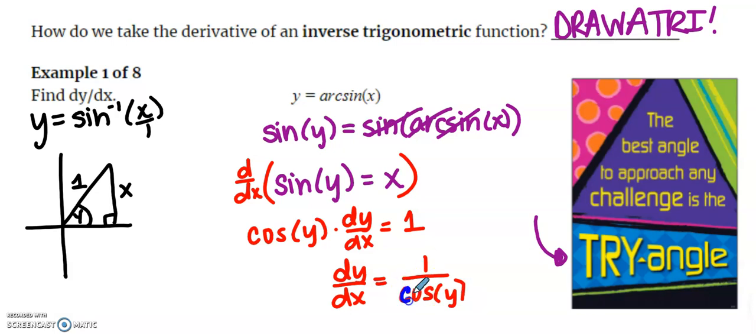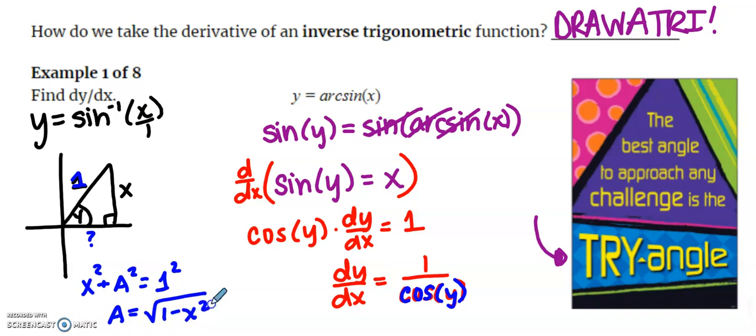Why leave that as cosine of y when I can find the cosine of y? If this is my triangle, my cosine is going to be this adjacent side over 1. Well, that adjacent side, from the Pythagorean theorem, x squared plus my adjacent side squared is equal to 1 squared. So my adjacent side is equal to the square root of 1 minus x squared. And it's going to be positive because I'm in the positive direction.